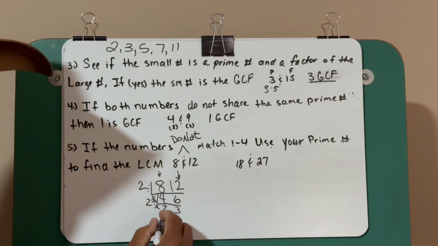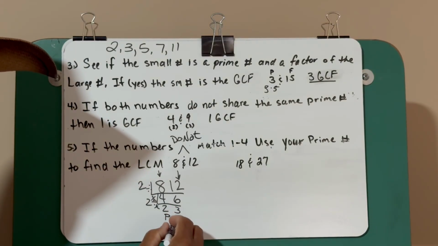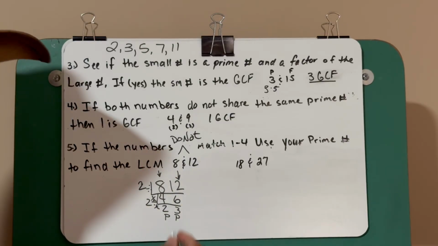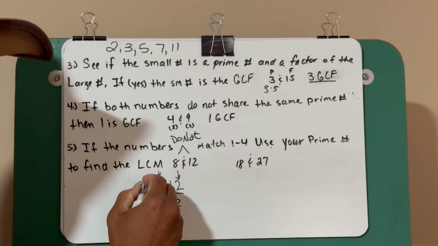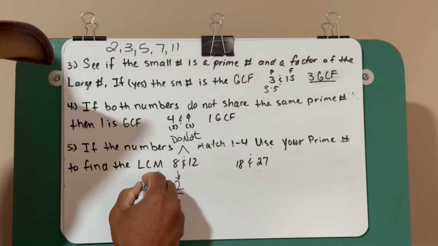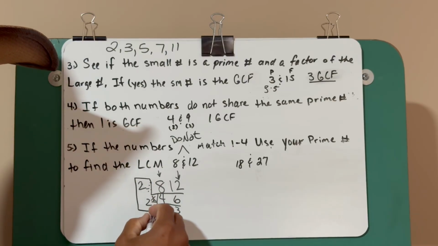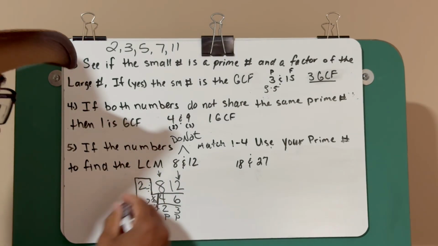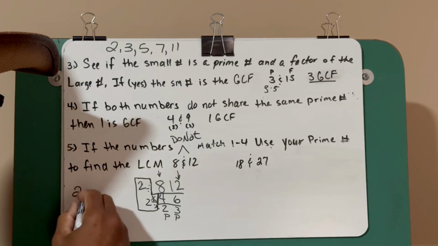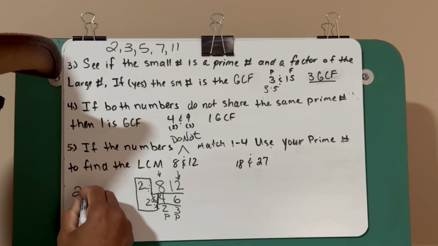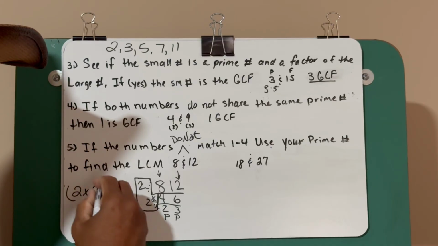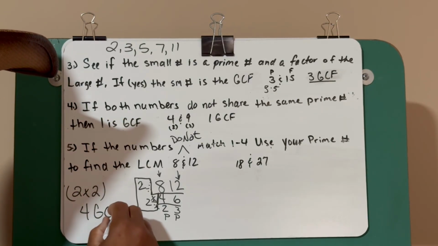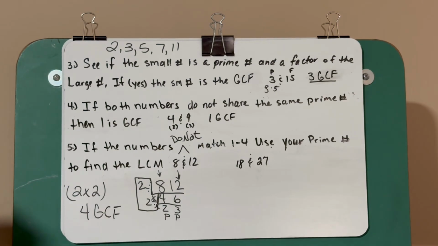Now when I get down here, I notice that 2 and 3 are prime numbers, so I can stop reducing because they don't share any numbers. So to find my greatest common factor, all I want is the numbers on the side that I used. I'm going to take those two numbers, 2 times 2, and multiply them together. So 4 is the greatest common factor shared between 8 and 12.